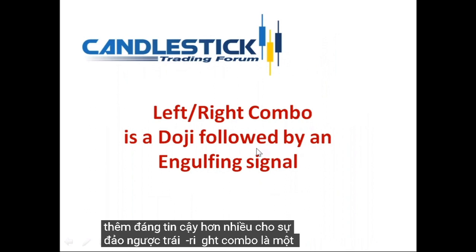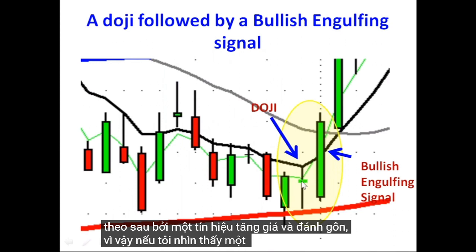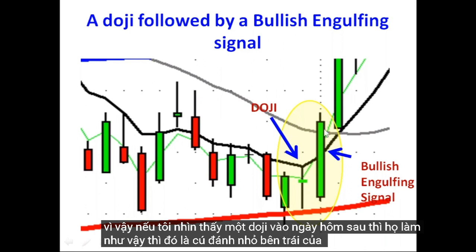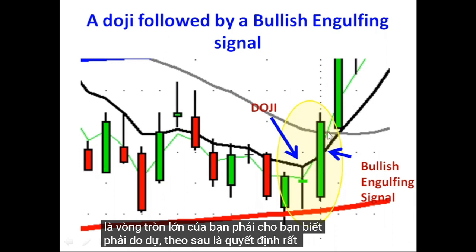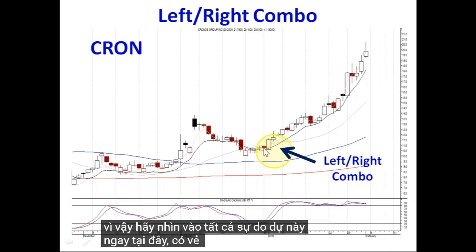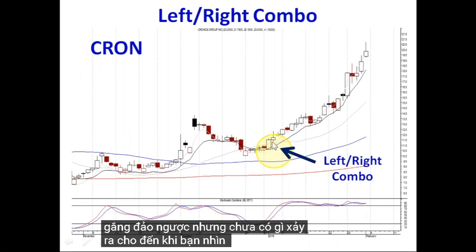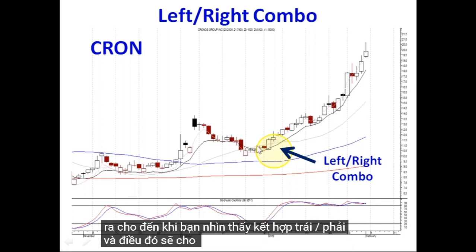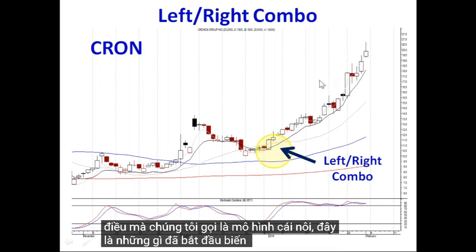A left-right combo is a doji followed by a bullish engulfing signal. So if I see a doji, the next day they do, so that's your little left jab. This is your big roundhouse right, telling you indecision followed by very strong decision. So look at all this indecision right here. It looked like it was trying to reverse, but nothing had happened yet until you saw the left-right combo. And what did that tell you? Pretty much this is what we call a cradle pattern. This started the price move.